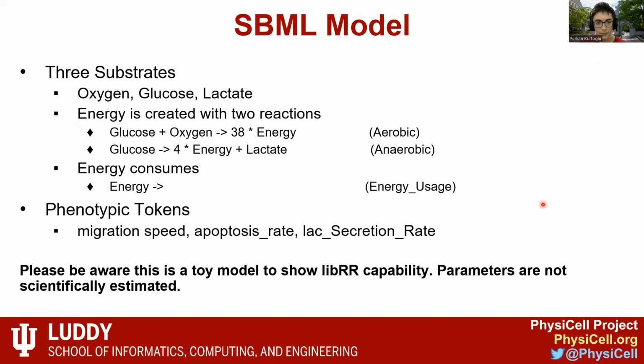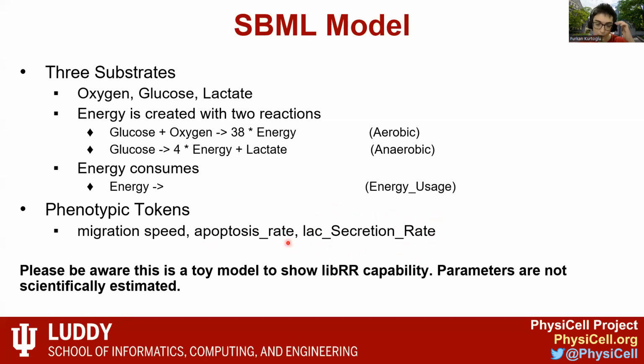Before we go to the demo, I would like to introduce the model a little. We will have 3 different substrates in our model: oxygen, glucose, and lactate. Intracellularly, there will be 3 reactions and an additional species called energy. The energy will be created with 2 different reactions, the aerobic and anaerobic, and the energy will be consumed by an energy usage reaction.